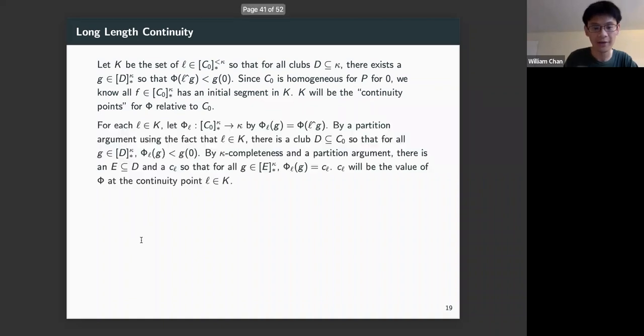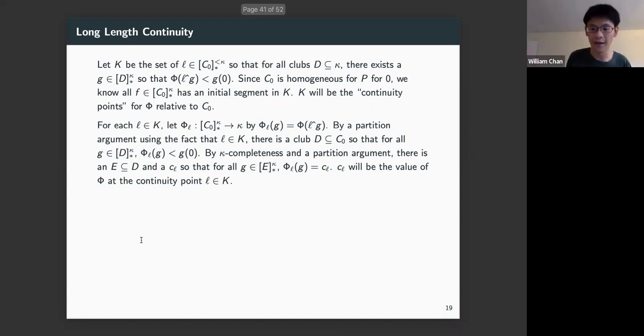So what is the constant value then? For each L in K, define phi L of G to be phi of L followed by G, so just the function after L. Using the fact that L is in D, if you do a little partition argument, you can show that there is a subclub D, so that for every G in D, phi L of G is less than G of 0. And using kappa completeness and some partition argument, it's kind of like a normality argument here.